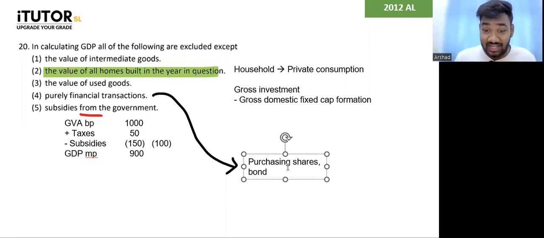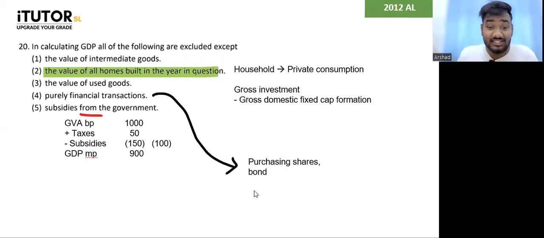So can you include that in GDP? You can't. That's like a transfer, guys. It's a purely financial transaction. That's what you call those. We don't include those in GDP. Then used goods, we don't include those second-hand transactions, and intermediate goods also we don't include. Then it becomes double counting. Is that fine, guys? 20 is answer number 2.